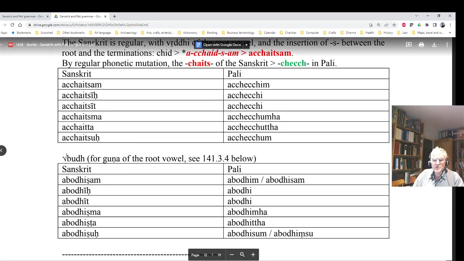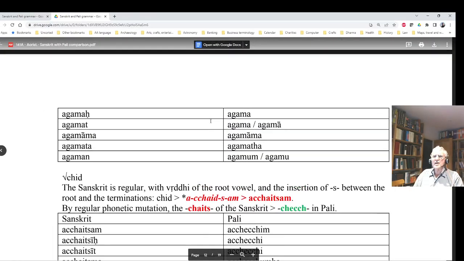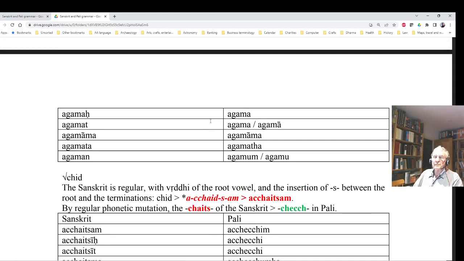So I hope this is not too off-putting. I would venture to say that the aorist, both in Sanskrit and in Pali, is probably the most complex single block of grammar. So if you've got the aorist, as it were, that's the worst of it. Everything else, to my mind anyway, is somewhat simpler than the aorist.